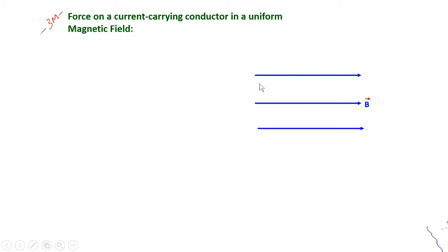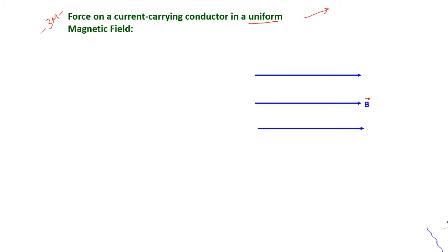Force on a current carrying conductor in a uniform magnetic field. So this is a 3-mark question. Now I have a magnetic field. Uniform magnetic field is applied. Uniform means you see the spacing between these field lines is equal. That is called uniform.